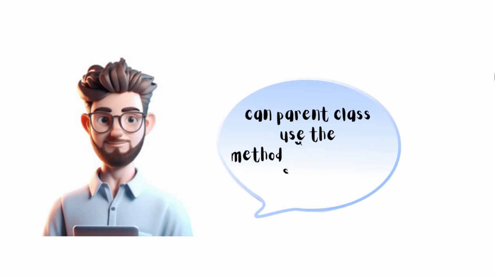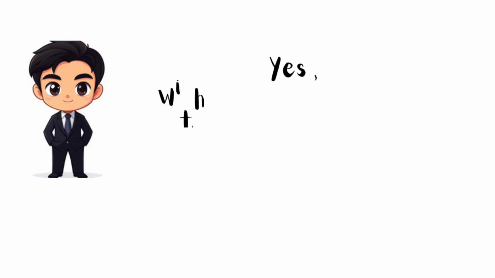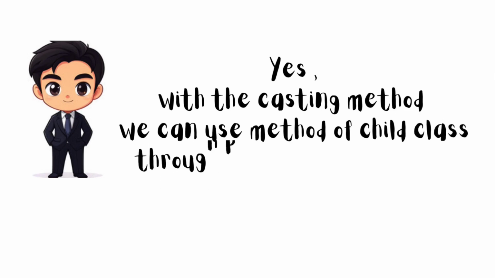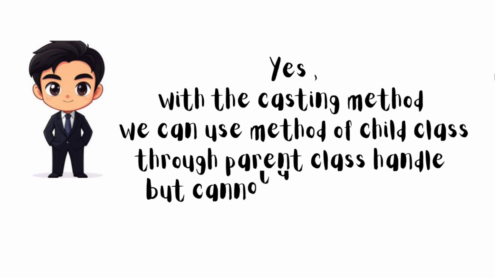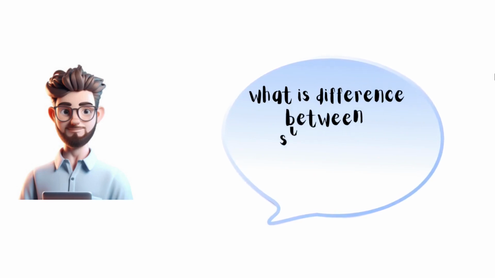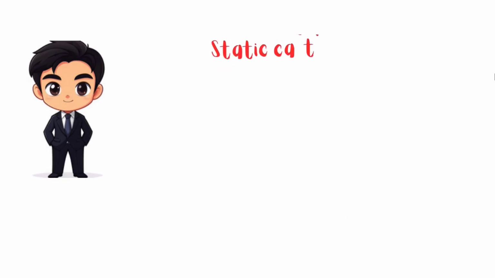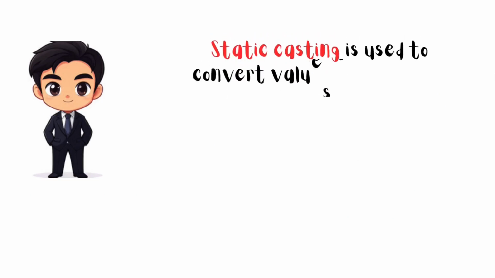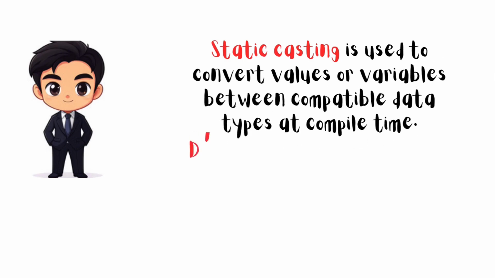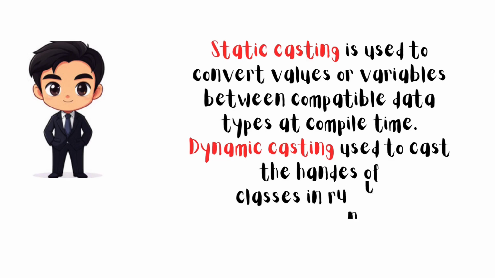Can parent class use the methods and properties of child class? Yes, with the casting method we can use methods of the child class through the parent class handle, but we cannot use properties of the child class. What is the difference between static and dynamic casting? Static casting is used to convert values or variables between compatible data types at compile time. Dynamic casting is used to cast the handles of classes at runtime.